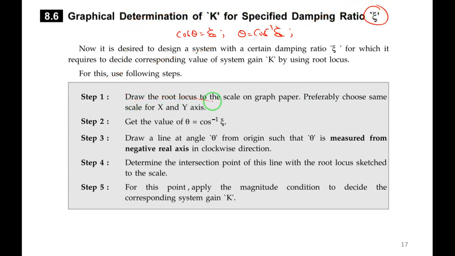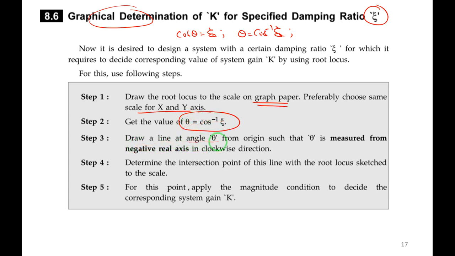Draw the root locus to scale on the graph paper. If you are doing graphical determination of k, you compulsorily have to go for graph paper. On the graph paper, preferably choose the same scale for x and y axis. You know how to choose the scale, right? Or else I'll tell you there. Then calculate the value of theta for the given value of zeta. For example, zeta equal to 0.5, cos inverse of 0.5, you will get a particular theta.